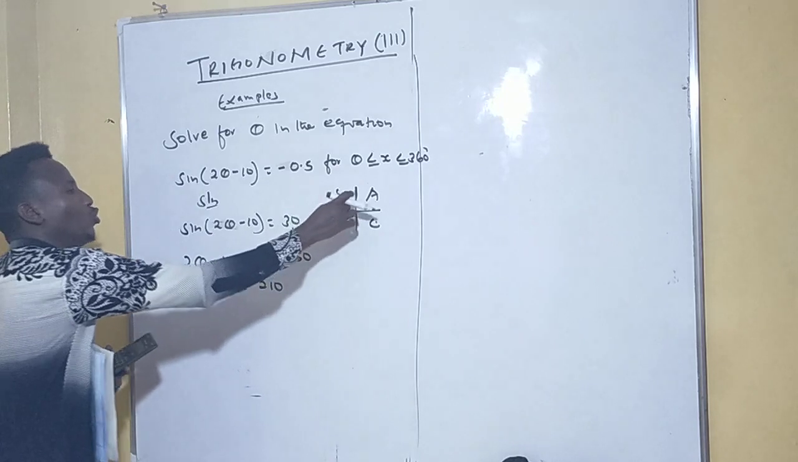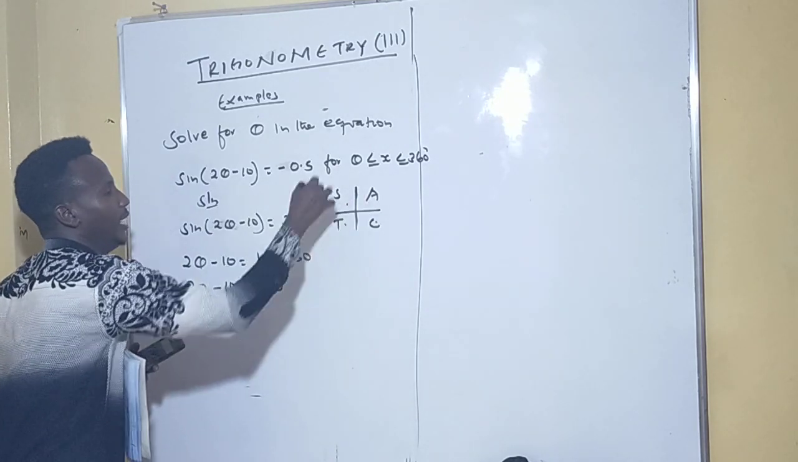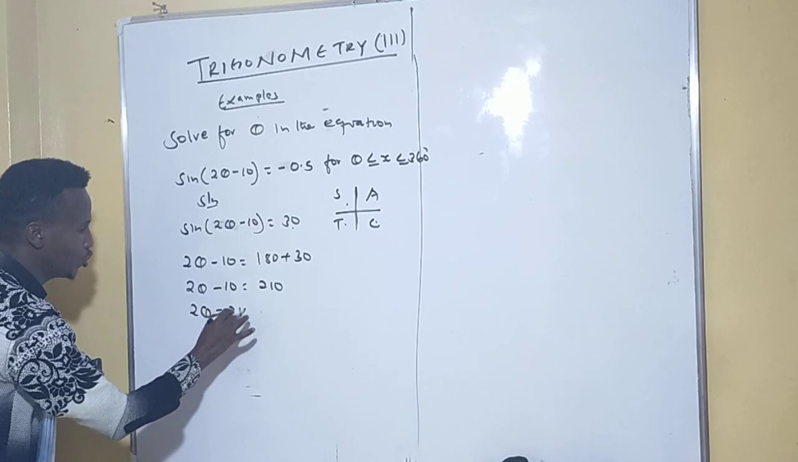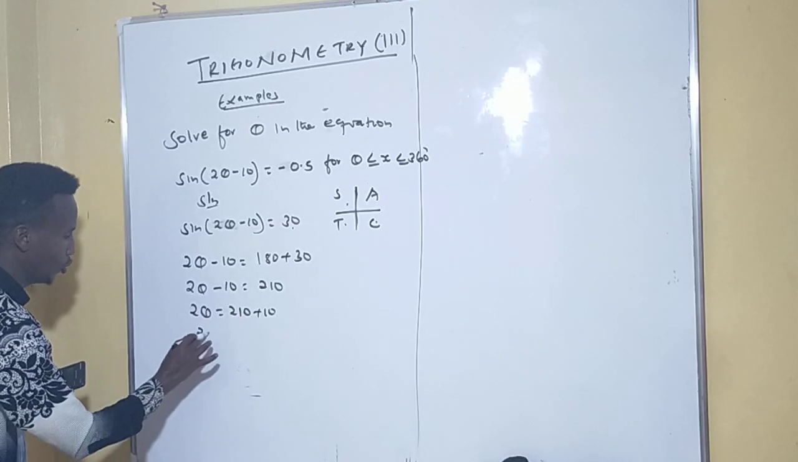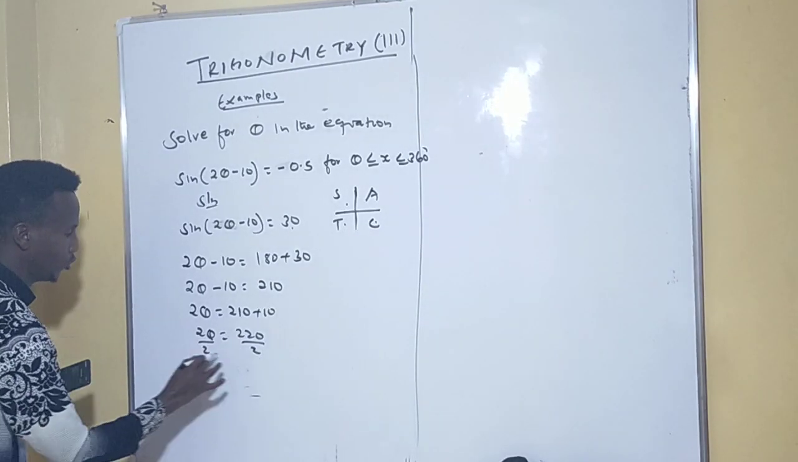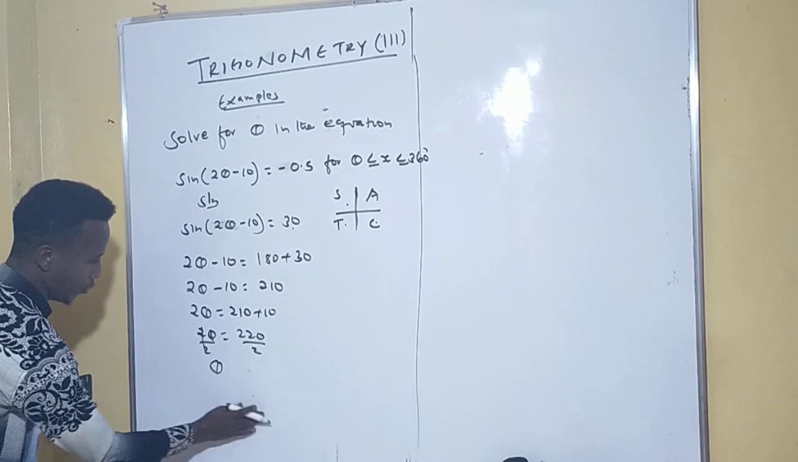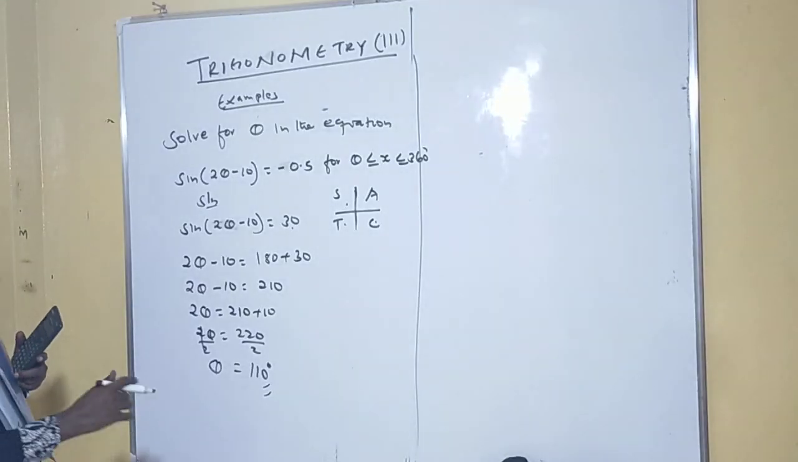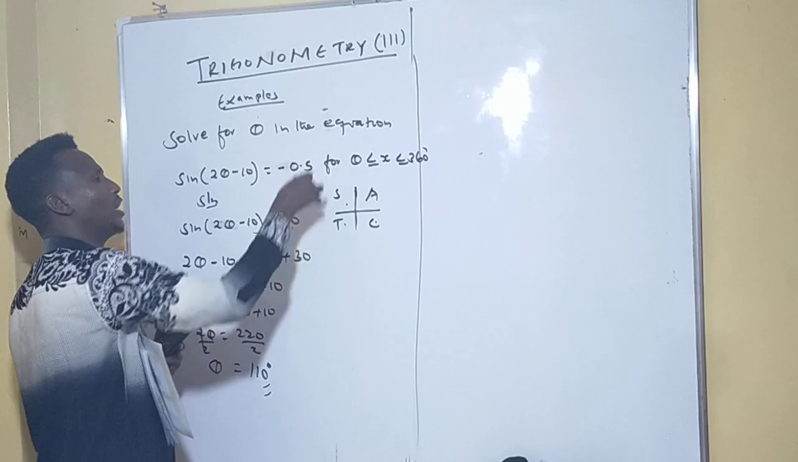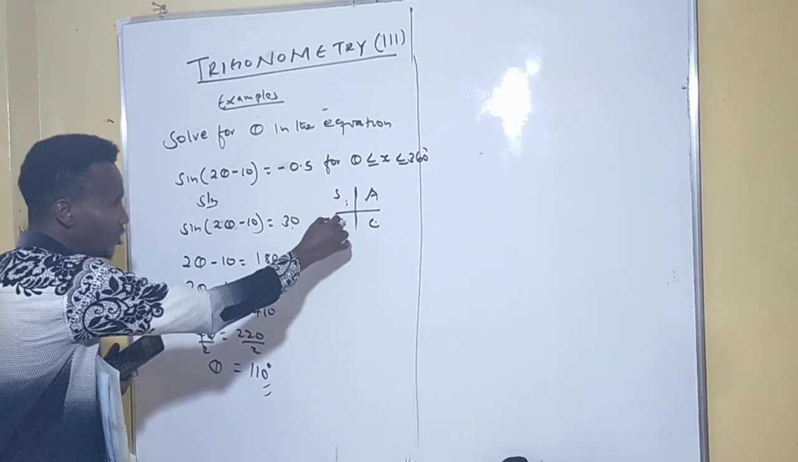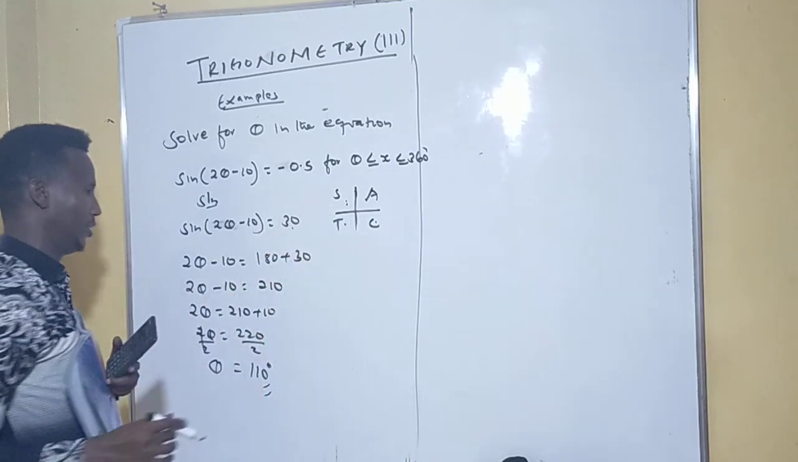So for us to go into the third quadrant, 180 plus that value, 2 theta is equal to 210 plus 10. So 2 theta therefore is equal to 220, divide by 2. Theta therefore is equal to 110 degrees. Do you know why I'm adding? Because I want to go into the third quadrant. This 90 plus 90, 180 plus that 30. Because sine is only negative in the third and fourth quadrant.